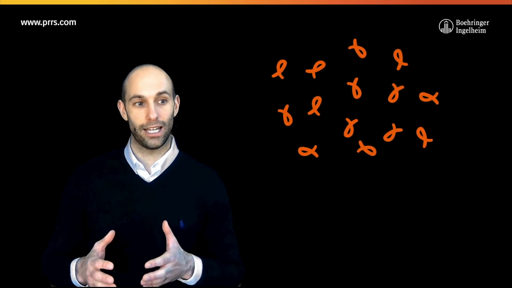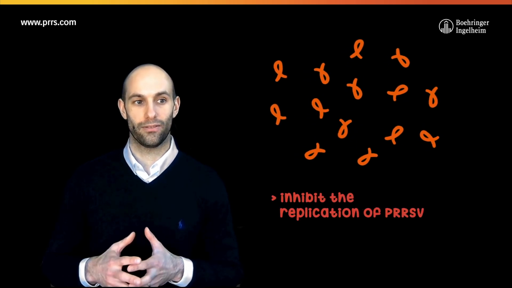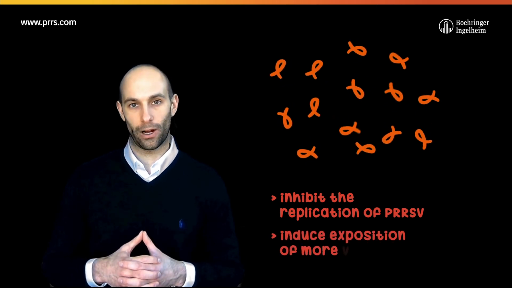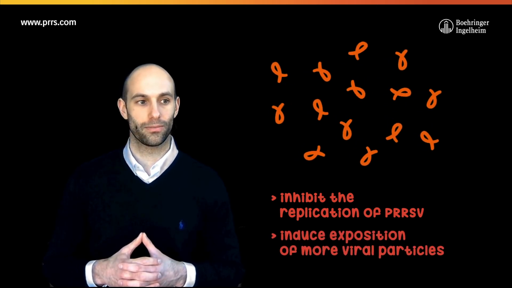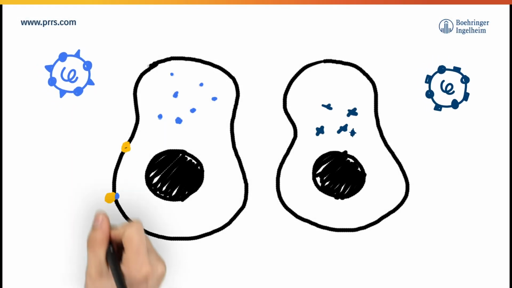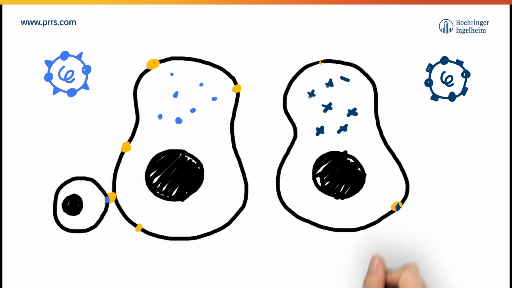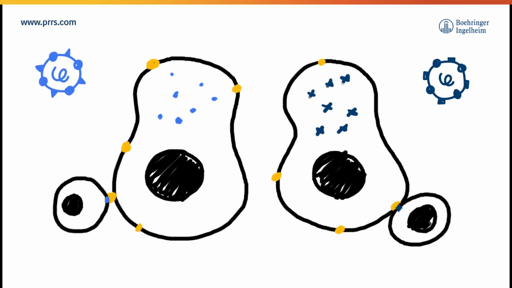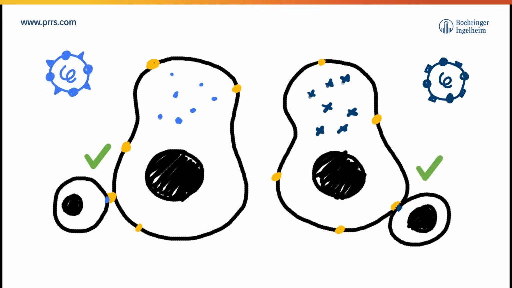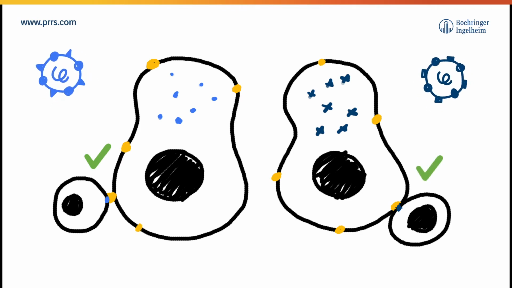These cytokines inhibit the replication of PRRS virus in infected macrophages and induce the macrophages to present more viral particles on their surface. Additionally, T cells have the capability to recognize more diverse strains of PRRS virus than the antibody response does, thus allowing for possible heterologous or broad protection and the subsequent limiting of disease.